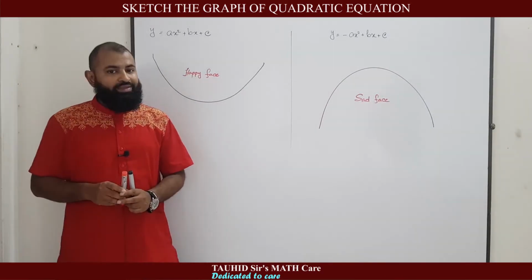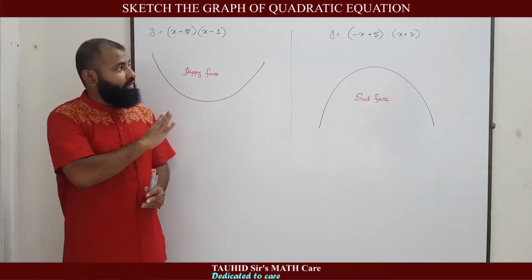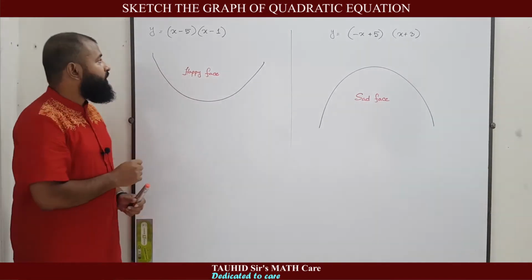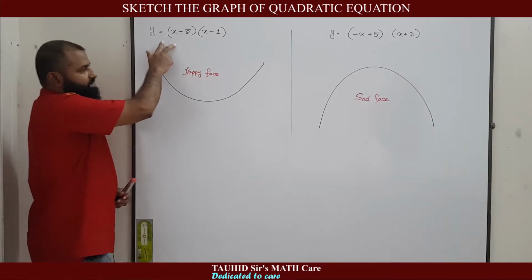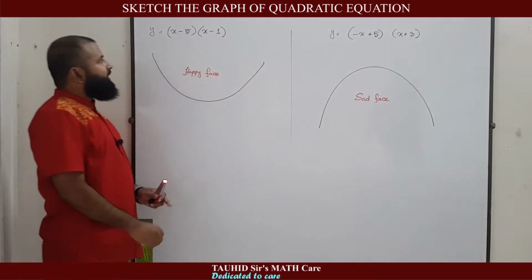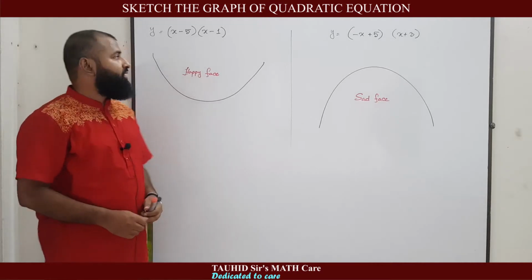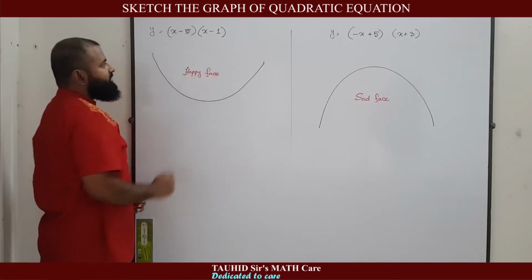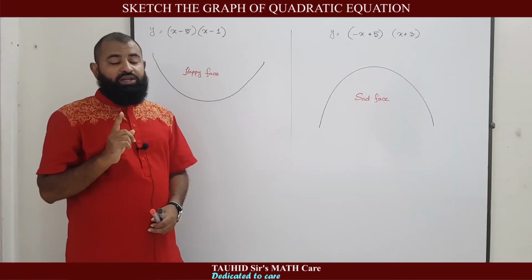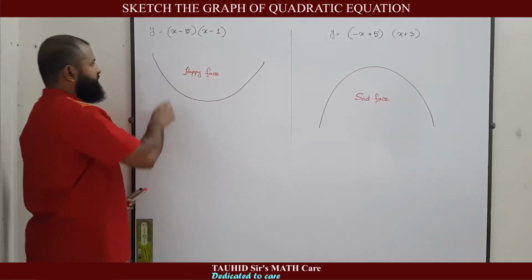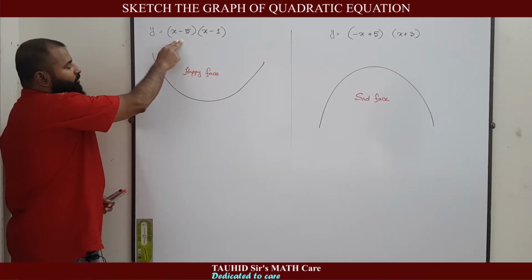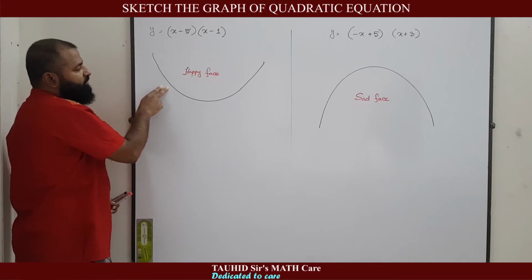Now we will see examples. Here you can see two examples written on the board. We wrote two quadratic equations here and here. You can clearly see that this is a quadratic equation, and here x multiplied by x, that means x square, the coefficient of x square is positive. So the shape of this curve will be a happy face.